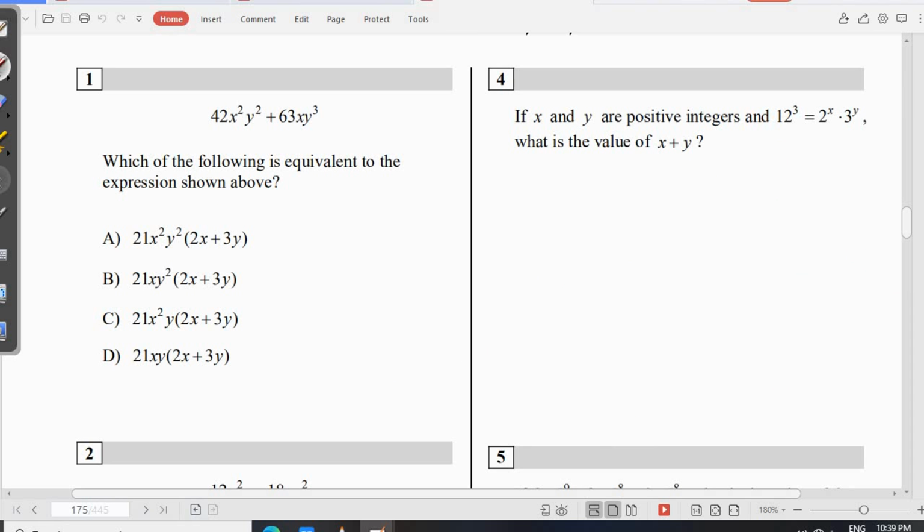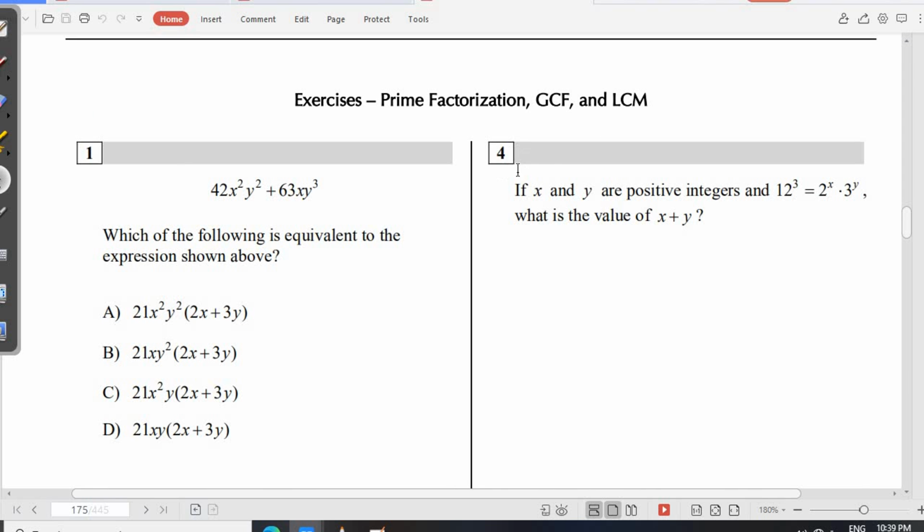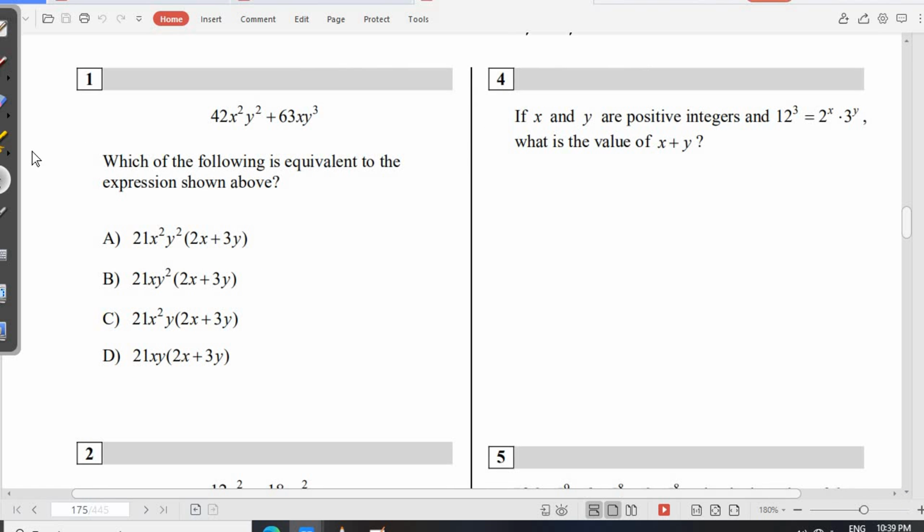So here you have one more. Which of the following is equivalent to the expression shown above? And actually, this has to do with prime factorization, GCF, and LCM, and how well you can manipulate them. So even asking which of the following is equivalent to the expression shown below, you can easily get the GCF between 42 and 63. And if you look at that very well, that's 21 times 2 here, and 21 times 3 here.